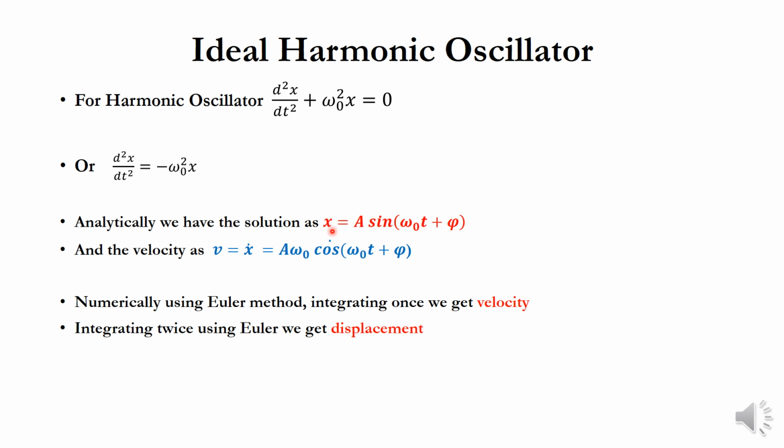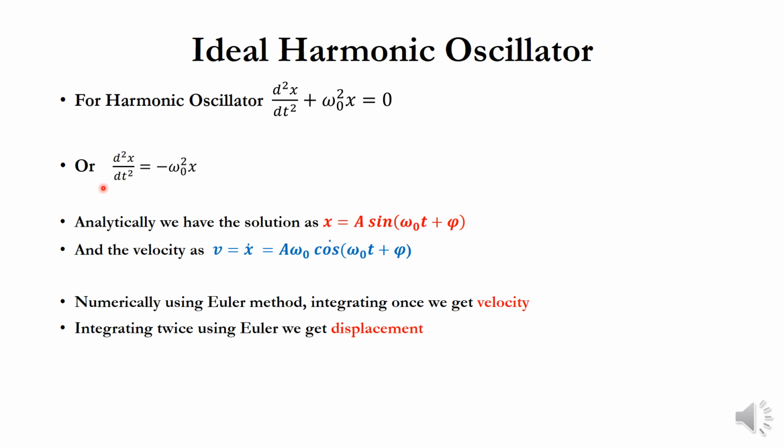We know the solution, that is x equal to a sine omega 0 t plus phi, where a is the amplitude. And the velocity will be v is equal to dx by dt is equal to the differential of this one, that is a omega 0 cos omega 0 t plus phi.